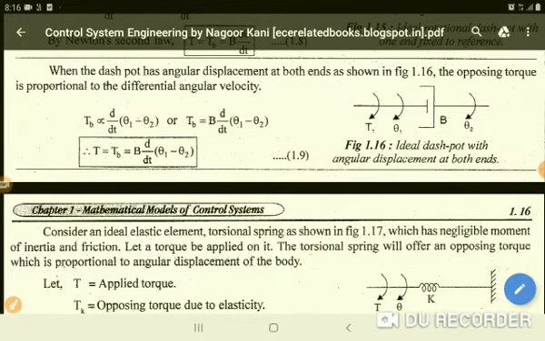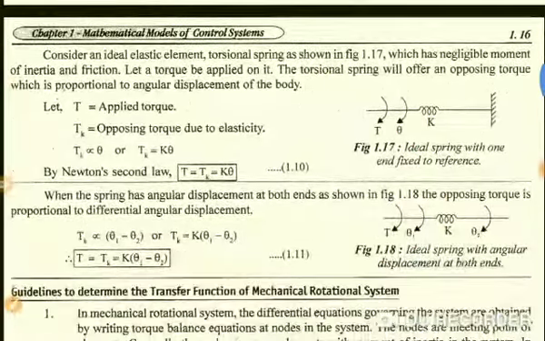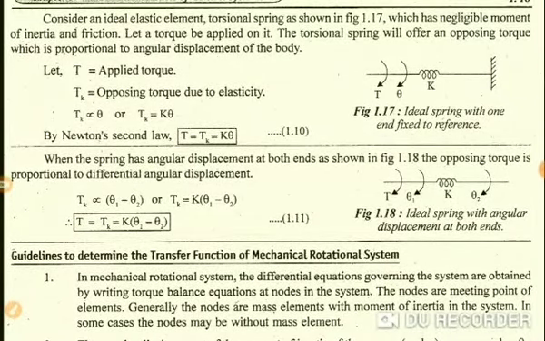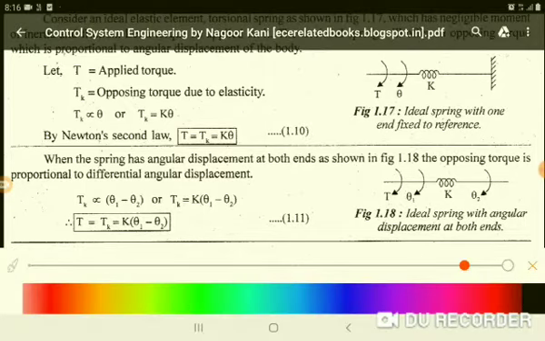With this clear understanding, we'll pass on to the spring. Again consider the spring with a reference. Then the applied torque is equal to the opposing torque. Here one end is fixed and at the other end the torque is acting. So angular displacement theta occurs. So T equals Tk equals K into theta.